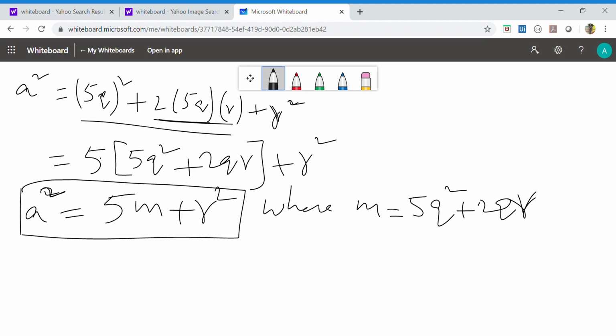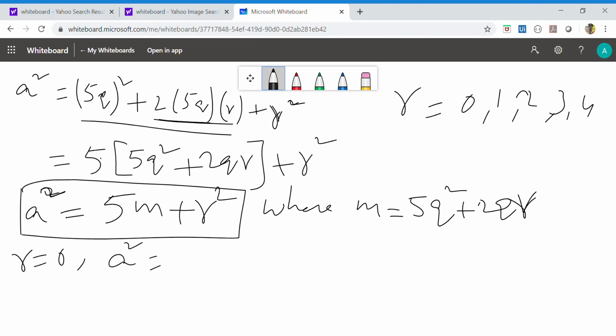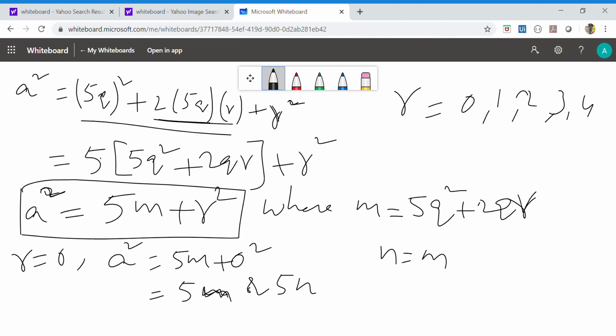But we already know the possible remainders are 0, 1, 2, 3, 4. So we have to check for all these possible remainders whether this is in the 5n or 5n plus 1 or 5n plus 4 form or not. If r is equal to 0, a square is equal to 5m plus 0 square, which is nothing but 5m, or simply we can write 5n form, where m and n are equal. So n is equal to m. You have to remember this.